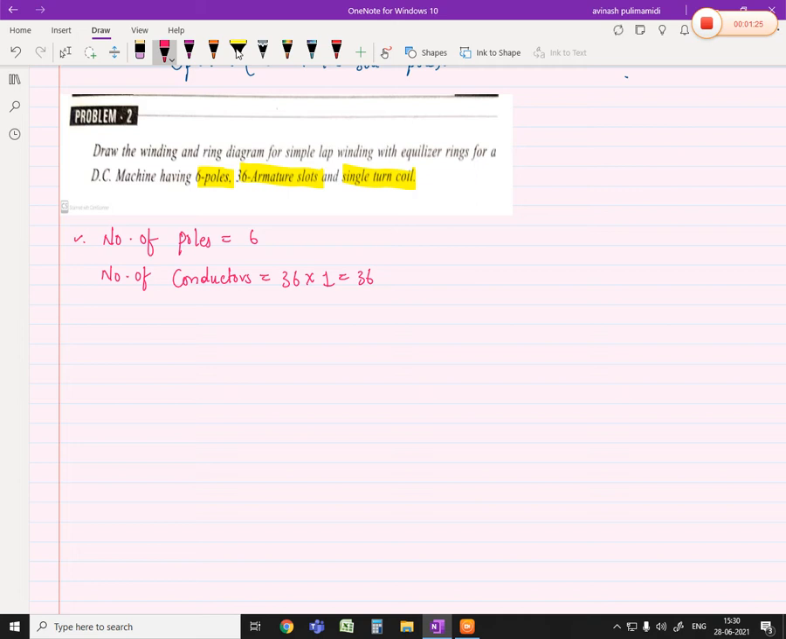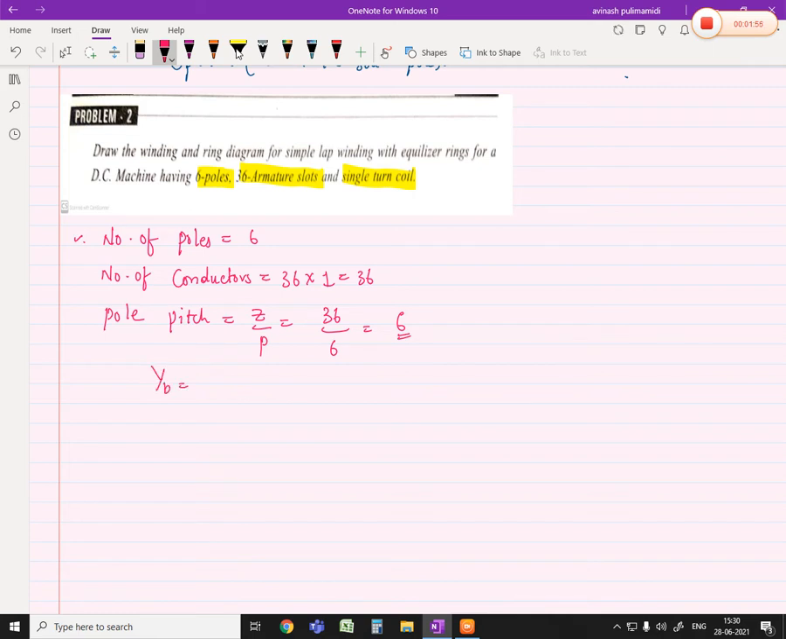Then pole pitch. Pole pitch is nothing but the number of conductors per pole. Conductors will be 36 divided by number of poles, which is 6. Then there are 6 conductors per pole. So pole pitch is equal to 6.